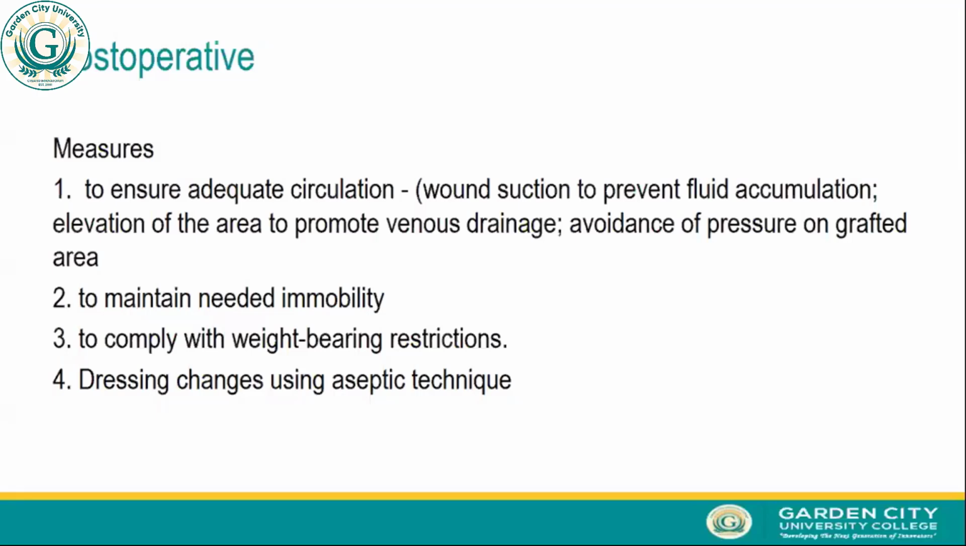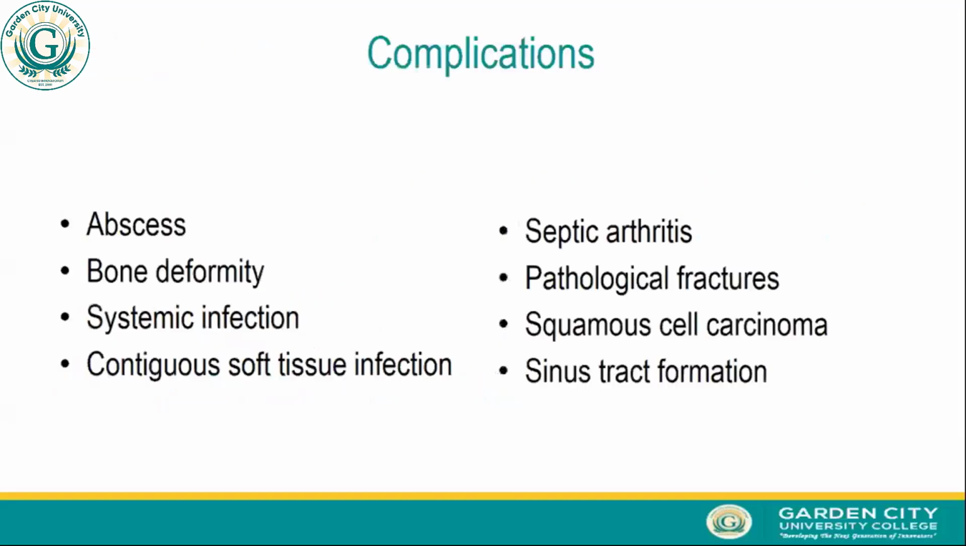And it depends. We are going to very soon learn about the 2-point, 3-point, 4-point gaits in walking or in ambulating. Based on the weight restriction, we know that the patient is supposed to use the 2-point, 3-point, or 4-point gait, or better still, we even have the swing-through. Then dressing changes, we have to do using aseptic techniques. These are the complications. Any questions with this?